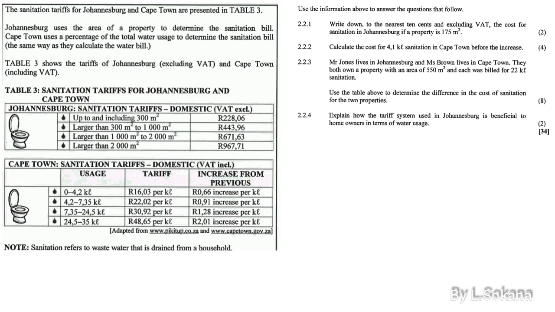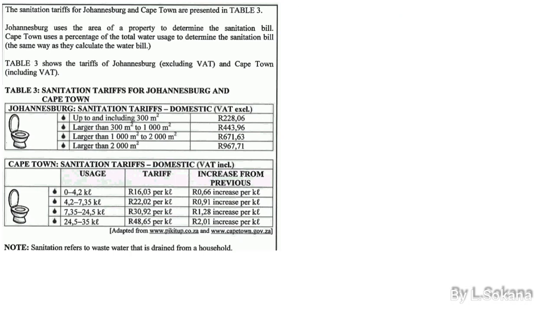2.2.3. Mr. Jones lives in Johannesburg and Mrs. Brown lives in Cape Town. They both own a property with an area of 550 meters to the power 2, and each was billed for 22 kiloliters sanitation. Use the table above to determine the difference in the cost of sanitation for the two properties. A thing you should bear in mind is that when you are asked a total, you are going to add amounts. When you are asked a difference, you are going to subtract amounts. So here in our final answer, we are going to subtract.